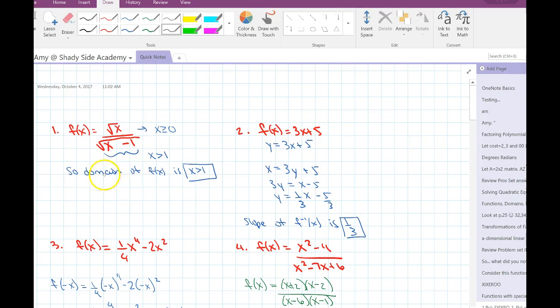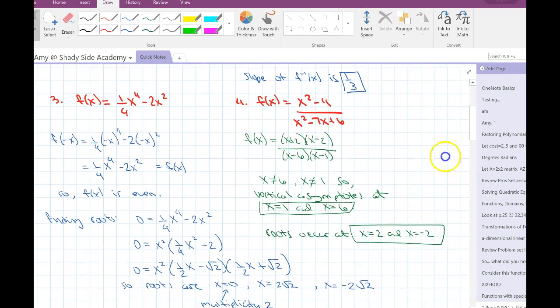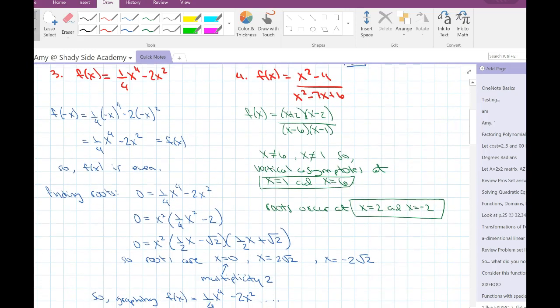Question 1, okay, question 2, question 3 in blue, question 4 is in green, all right. Couple of things. Question 3 had a lot going on. It continues down below. Question 4, here's the rational function factored out, vertical asymptotes, roots.